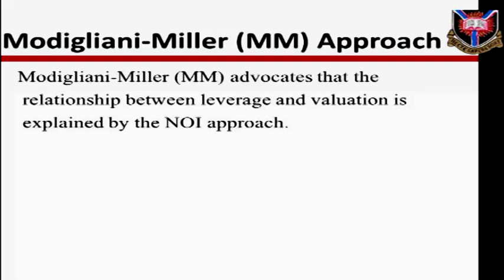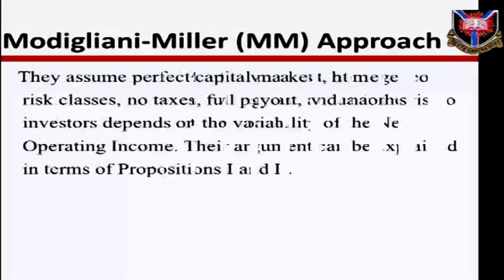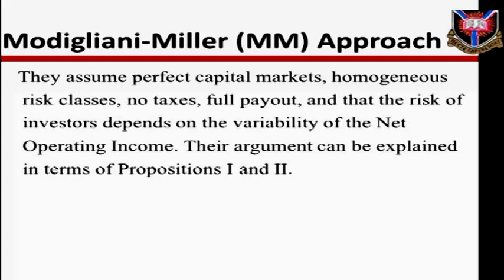Modigliani-Miller approach. Modigliani-Miller advocate that the relationship between leverage and valuation is explained by the NOI approach. They assume a perfect capital market, homogeneous risk classes, no taxes, full payout, and that the risk of investors depends on the variability of the net operating income. Their argument can be explained in terms of Proposition 1 and 2.